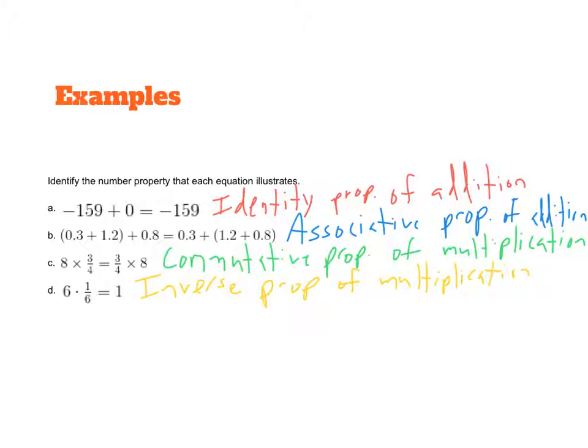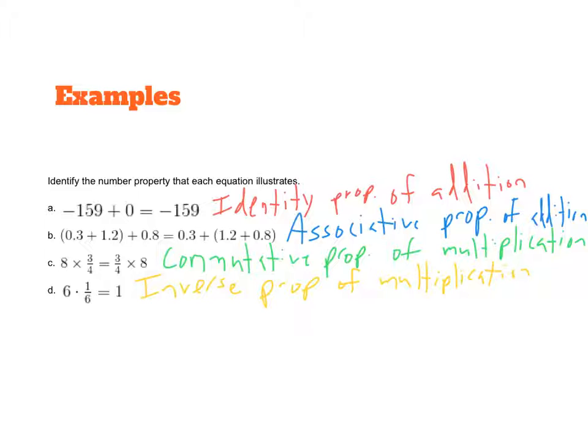In part B, we've got three numbers being added together, 0.3, 1.2, and 0.8. And if you'll notice, in the first part of the equation, 0.3 and 1.2 are put together. And in the second part, 1.2 and 0.8 are being grouped together. So that's the associative property of addition.